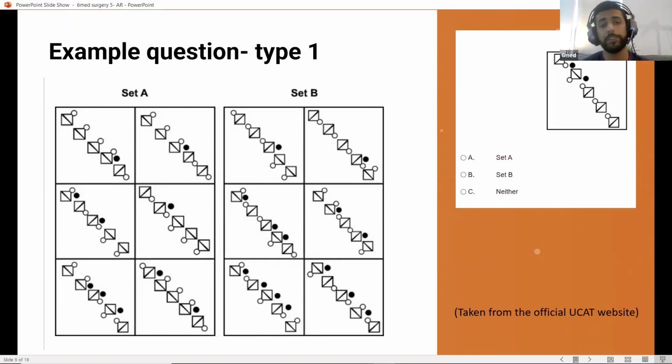I then look at specifically what has changed. And from what I can see, the line has switched, and the circle has switched. So it looks like it's rotated. And so then I think, okay, if that's what's going on, let me compare that with the second box and see if that makes sense.